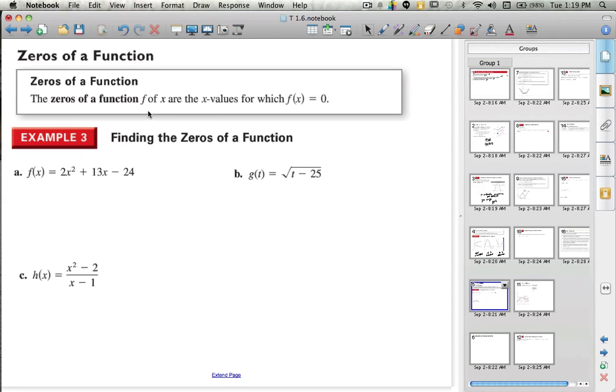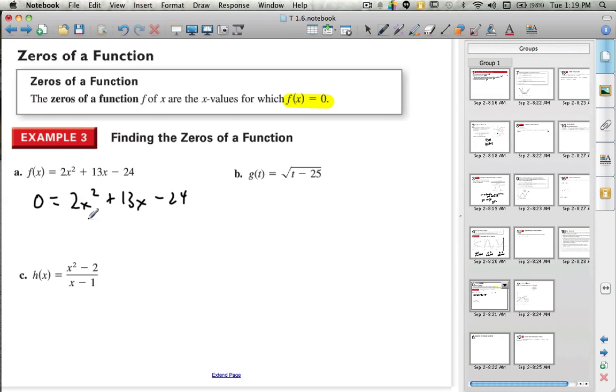If I want to find the zeros of a function, I'm looking for values of the function for which the output, meaning the y value, is 0. If I look at them on a graph, those would be the x-intercepts. But in this case, I'm finding the values for which it equals 0. So I set the equation to be equal to 0. We do this all the time with polynomials.